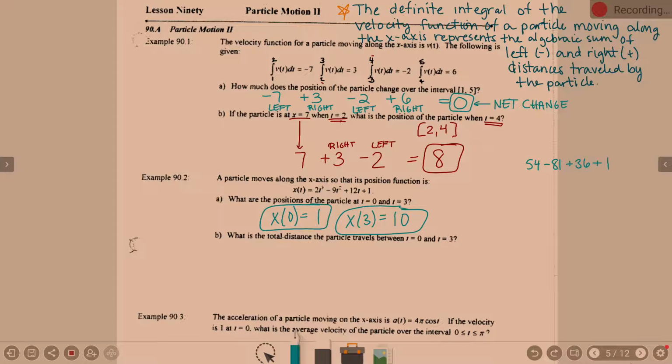Part B. What is the total distance the particle travels between t equals 0 and t equals 3? What? Do we need an integral? Not an integral, actually, at this point. Is it just the distance?